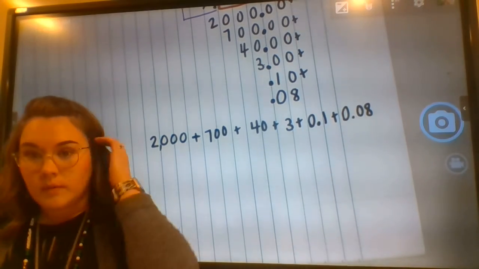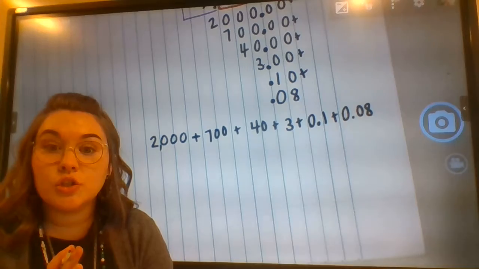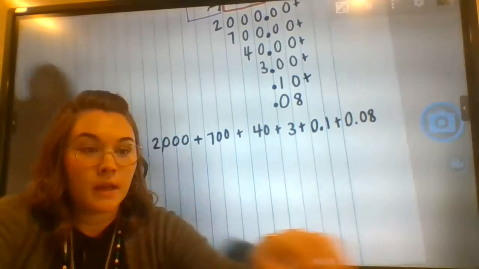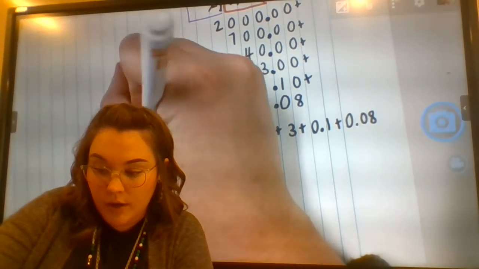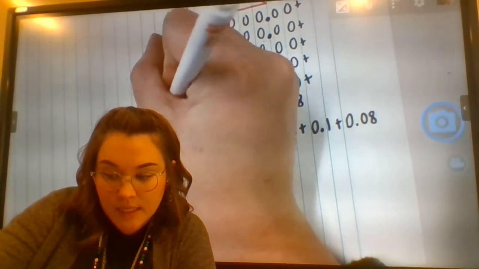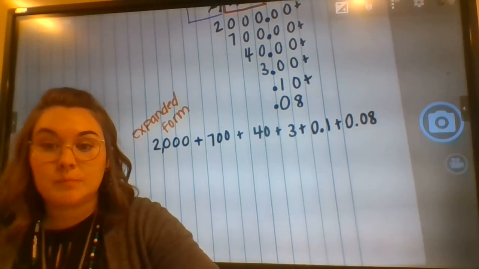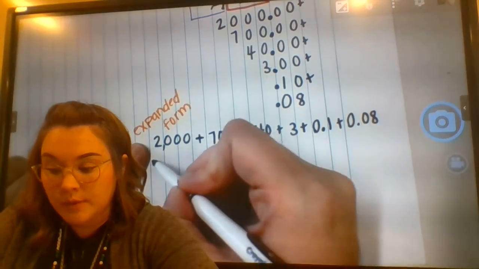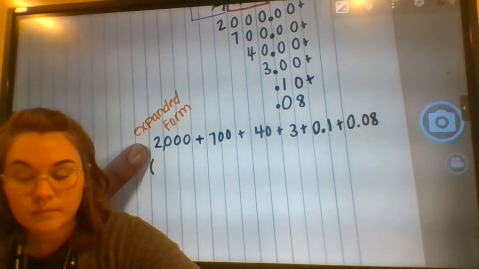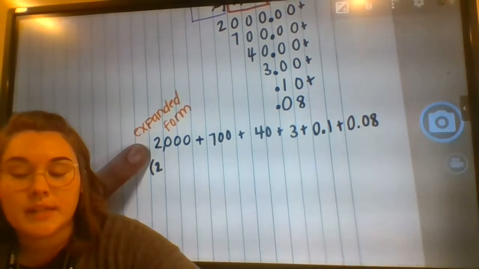So now it is time to do, that's expanded form. Let's write that down real quick so that you remember. And we are going to do expanded notation. Expanded notation. So remember, we start with our parentheses and we bring down whatever is the number right here. And we know that that's a 2.